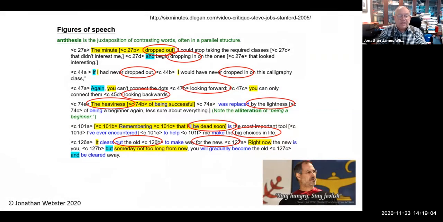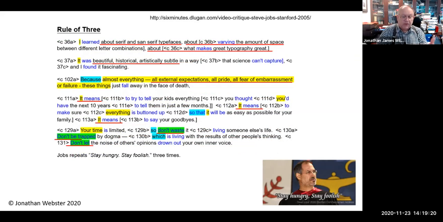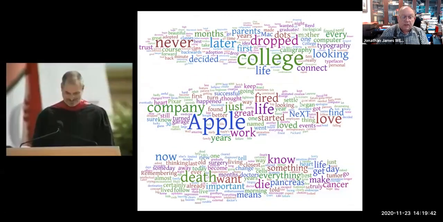Remember Steve Jobs? We noticed that he included sort of the contrast. That was very deliberate. Dropped out, dropped in, looking forward, looking backwards, the heaviness, the lightness, life, death, old, new. The rule of 3, repetition of phrases, words in threes, repeatedly throughout, about serif and sans serif typefaces, varying the amounts of space, about what makes great typography great, and that we see repeated. So there was a very deliberate design to his speech as well.